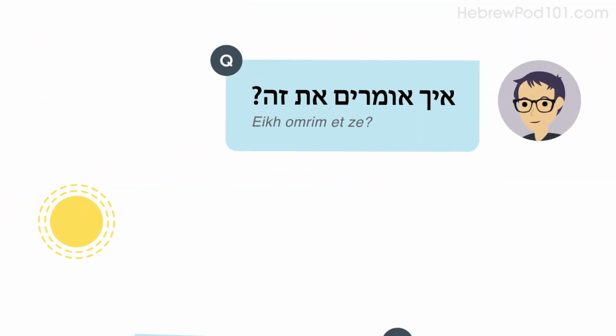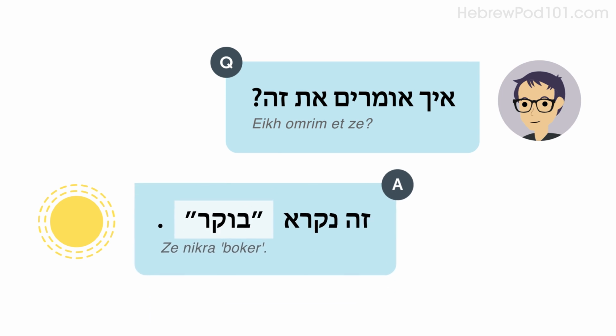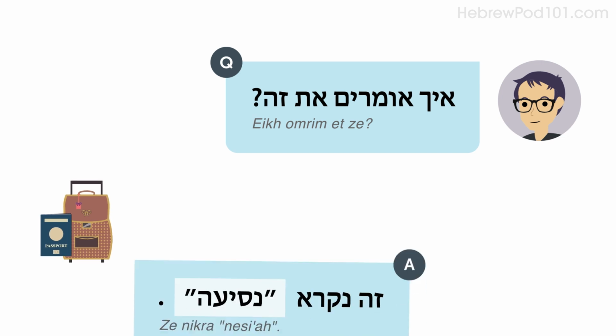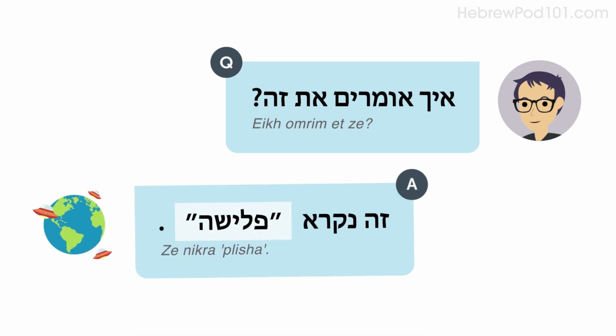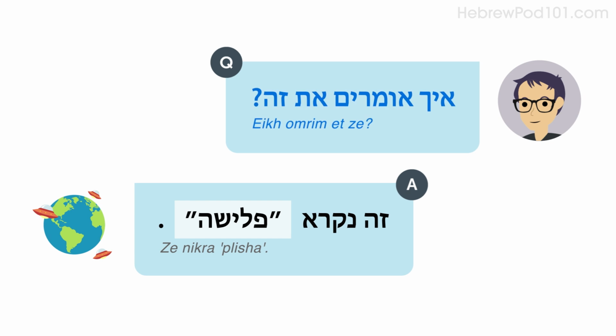Let's look at some examples. Listen and repeat or speak along with the native speakers. איך אומרים את זה? זה נקרא בוקר. איך אומרים את זה? זה נקרא נסיעה. איך אומרים את זה? זה נקרא פלישה.